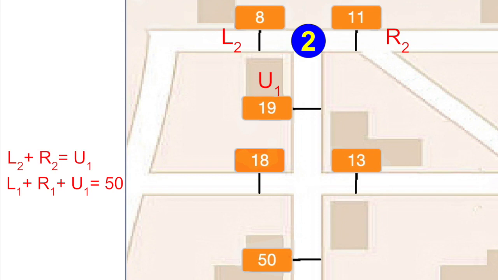And now our linear system has two equations. L1 plus R1 plus U1 equals 50. And this new equation, L2 plus R2 equals U1. And since both of those equations share the variable U1, can we do some substitution to see how they relate to each other? We could do that, but we probably wouldn't.